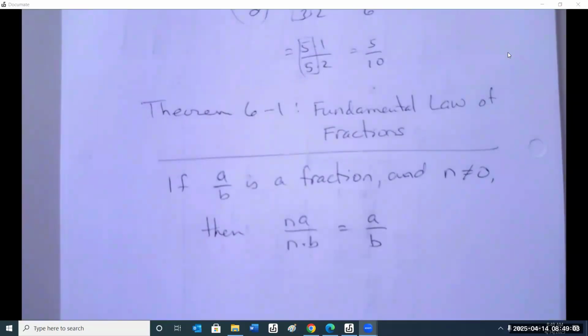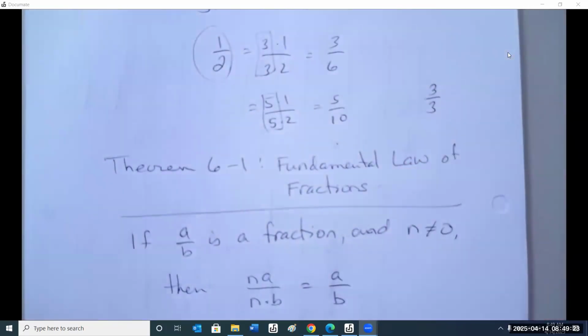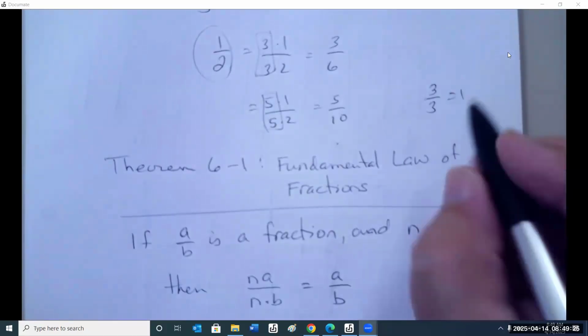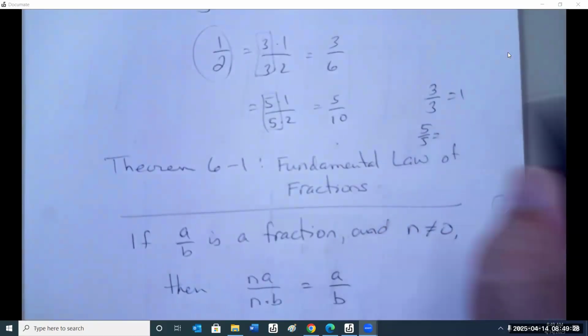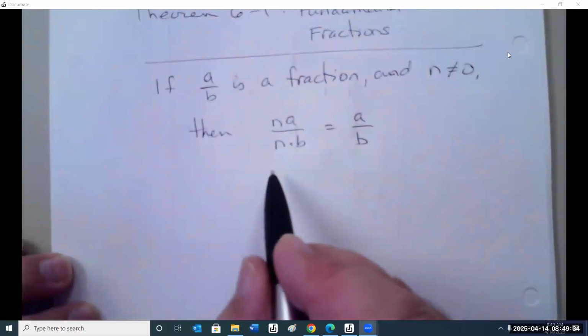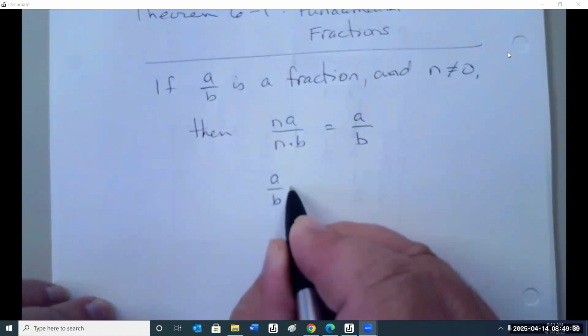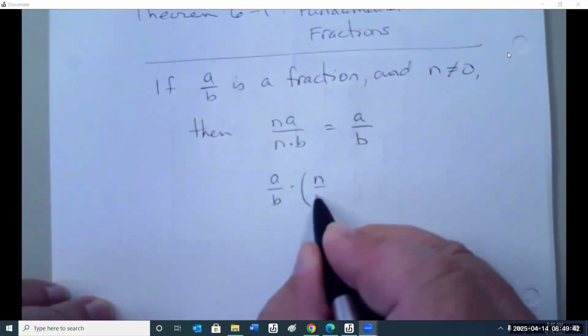Why? Because remember, do the students know anything about cancellation and fractions? No, but some of them may. If the same thing's on top and bottom, what happens? So you will have introduced to them that what is 3 divided by 3? What is 5 divided by 5? So if you have the same number in top and bottom, that equals 1, which is what this is telling us. We have our fraction A over B, and we multiply it by n over n.